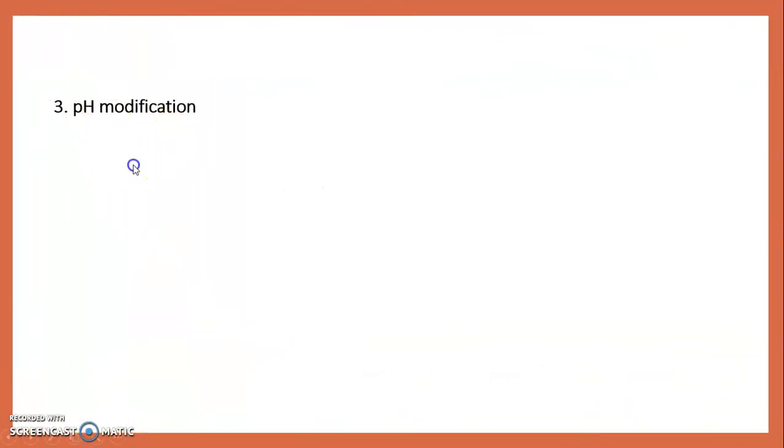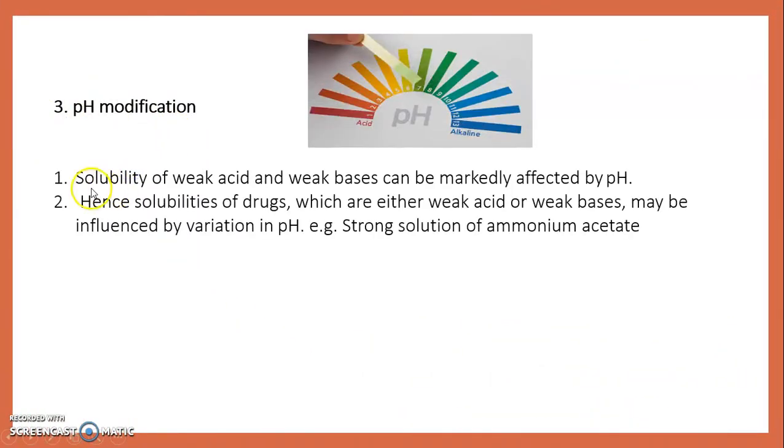The next method is the pH modification method. In this method, the solubility of weak acids and weak bases can be markedly affected by the pH. Hence, the solubility of drugs which are either weak acids or weak bases may be influenced by variation in the pH. An example of it is strong solution of ammonium acetate.